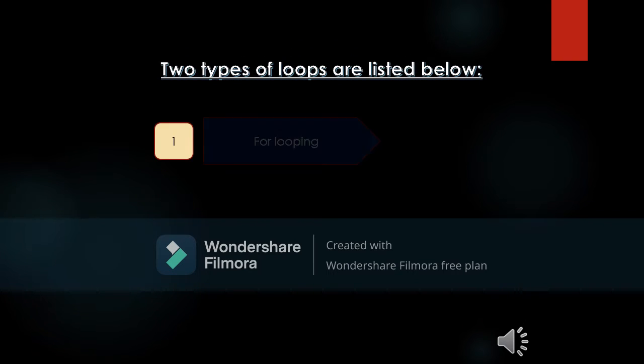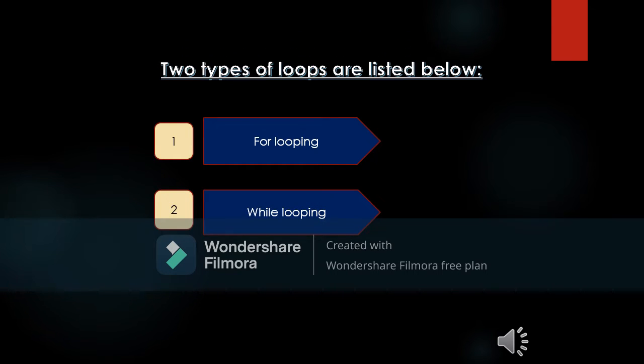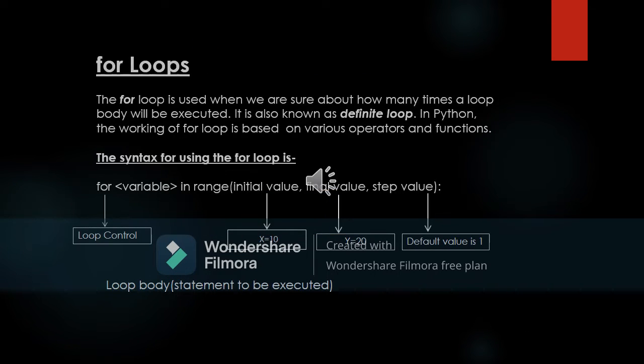Basically, we use two types of looping. First one is for loop and second is while loop. As I have told you, we use two types of looping. First I want to take the for loop. The for loop is used when we are sure about how many times a loop body will be executed. It is also known as a definite loop. It means when we know how many times we want to run something, then only we can use for loop.